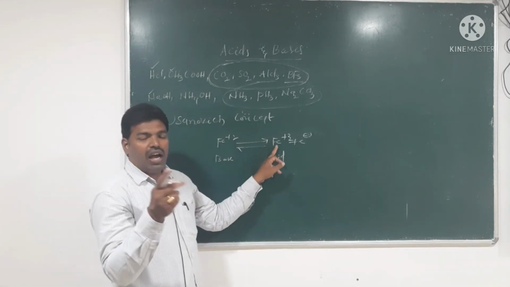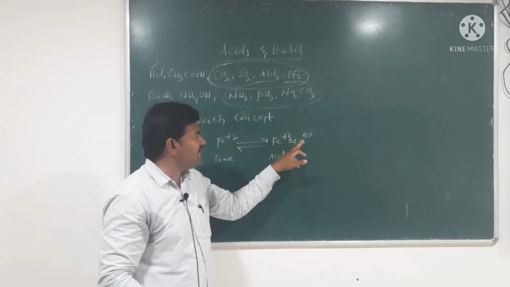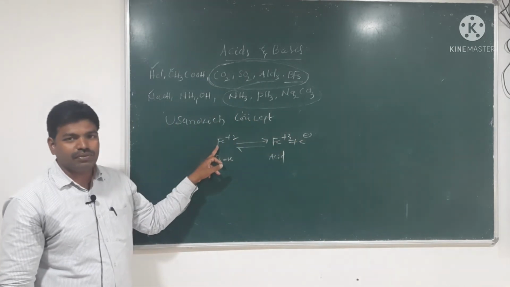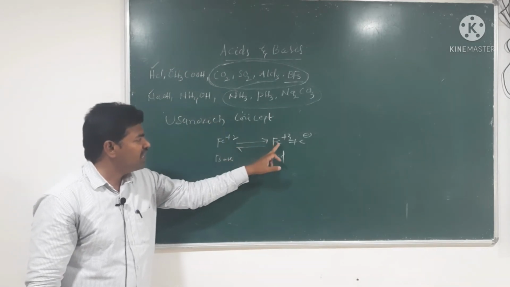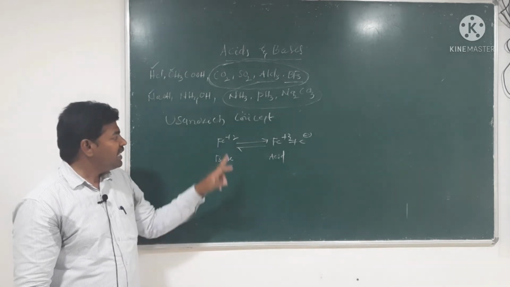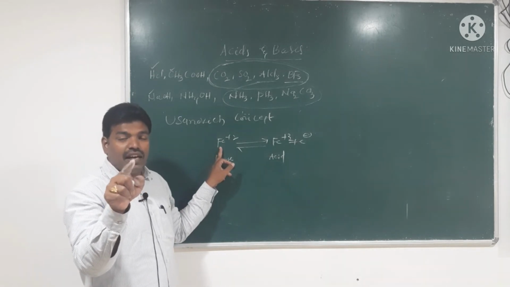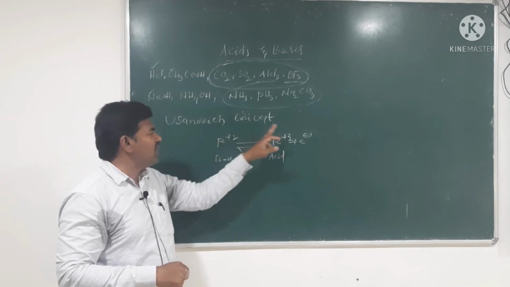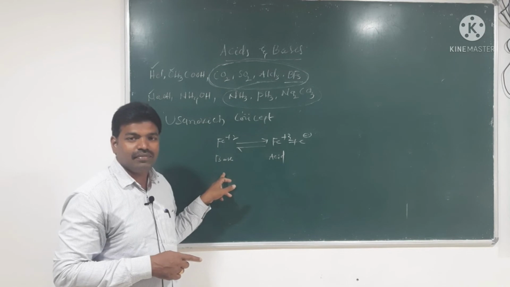Oxidizing agent, already I told you, will gain electrons. Here Fe+3 gains an electron, Fe+3 plus 1 electron gives Fe+2. So this is the oxidizing agent, and according to this concept, Fe+3 is an acid. And Fe+2 is a reducing agent. Already I told you, a reducing agent will lose electrons. So Fe+2 loses 1 electron and forms Fe+3. So it is a reducing agent and acts as a base.